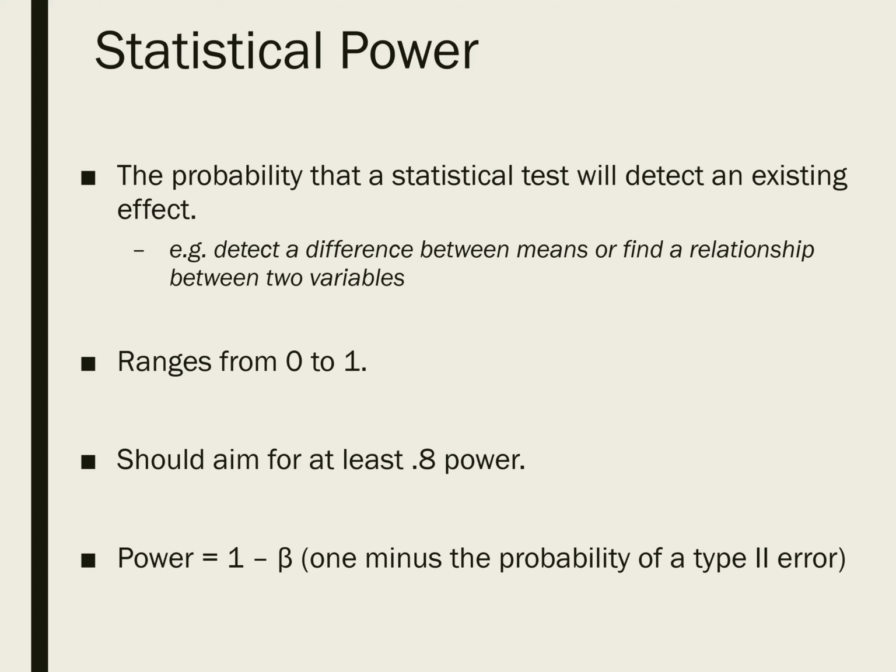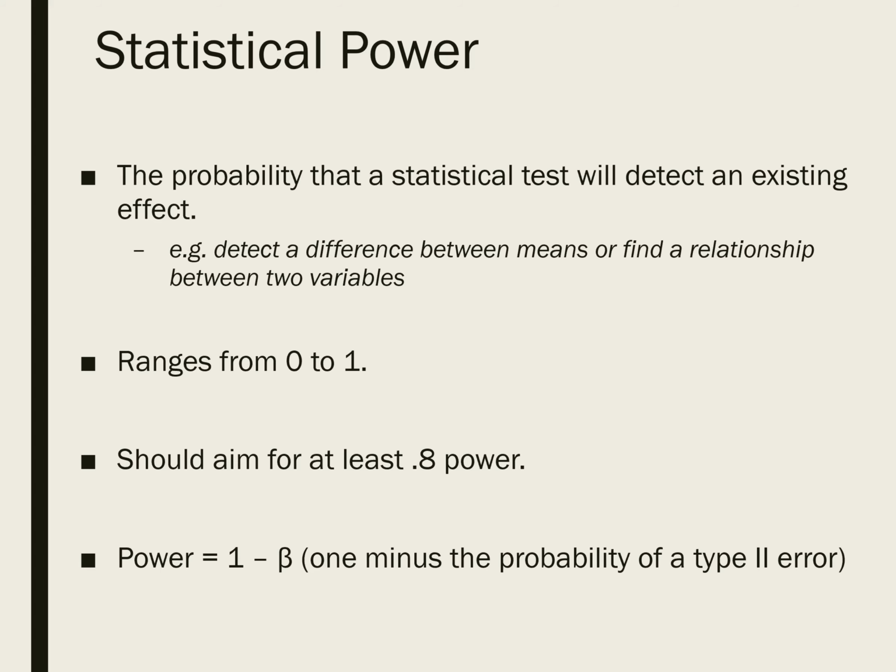So probabilities range from 0 to 1. 0 means it has no chance at all. It won't detect anything. It can't detect anything. 1 means it's absolutely guaranteed to detect something. In reality, statistical power will not be 0 or 1. In almost all cases, it'll be somewhere in between. Hopefully higher rather than lower.